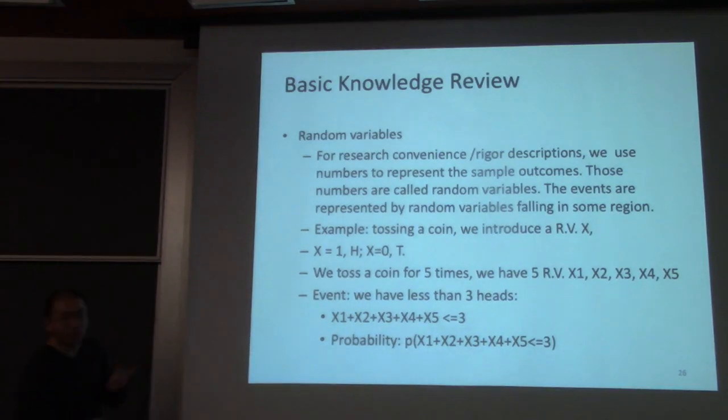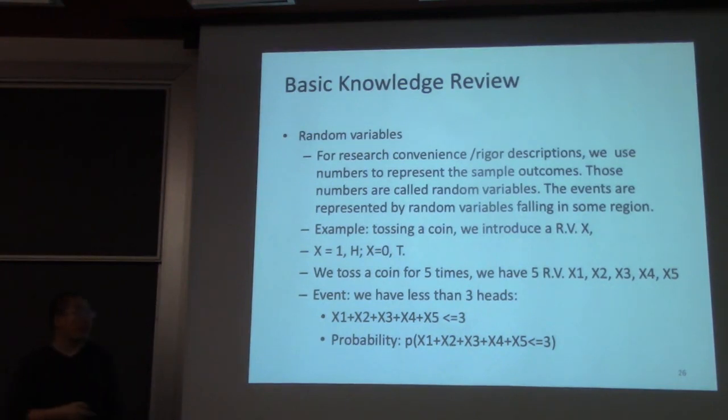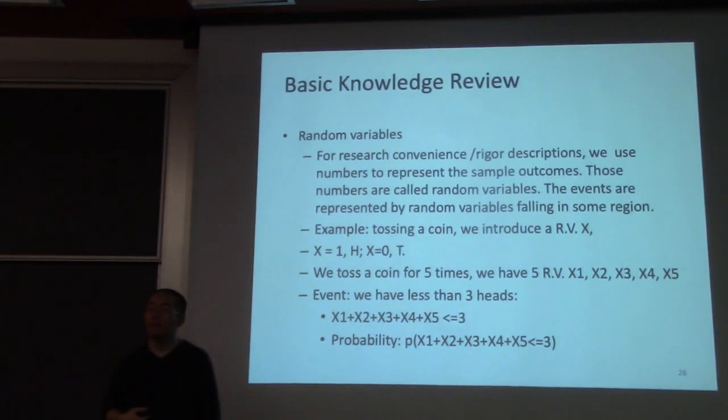So going back to our coin-tossing example, for each coin-tossing result, we can introduce a random variable x. So x equals 1 means that we have heads up, right? X equals 0 means that we have tails up. And then when we toss a coin 5 times, we actually define 5 random variables, x1, x2 to x5. Then how can we represent the event that we have less than 3 heads?